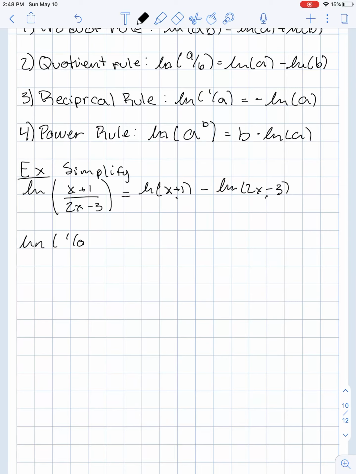And then if we have ln of 1 divided by 8, well, the reciprocal rule says that that's just the negative ln of 8. Well, I know that 8 is just 2 cubed. So now I can use the power rule, and the 3 comes outside. Negative times 3 is just a negative 3 ln of 2.